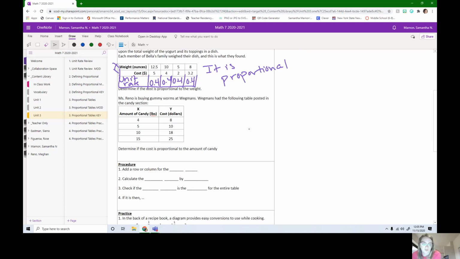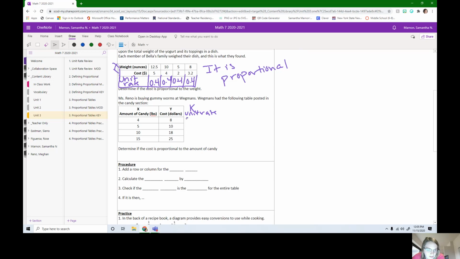Okay, so the first thing I'm going to do with a table, if I'm seeing if it's proportional, I'm going to add an extra column for the unit rate. They're labeling these X and Y for us already, so I'm going to introduce something new. We use this letter K to represent unit rate. So instead of writing out unit rate every time, if you want to put the letter K, that's how we can show unit rate.